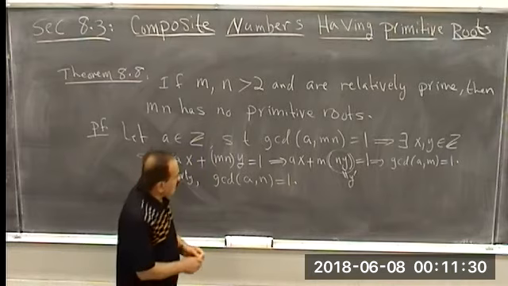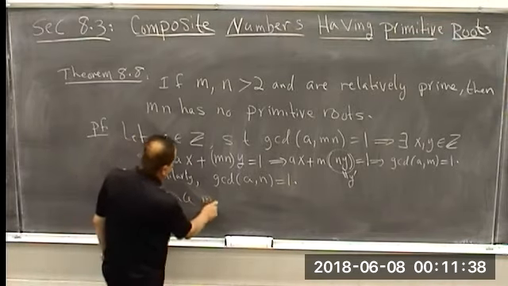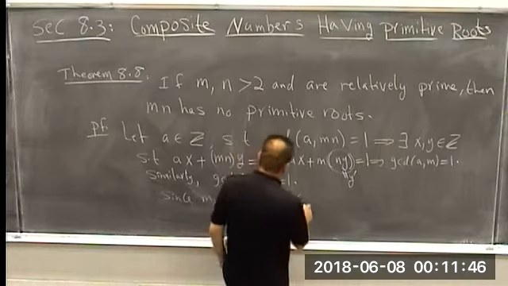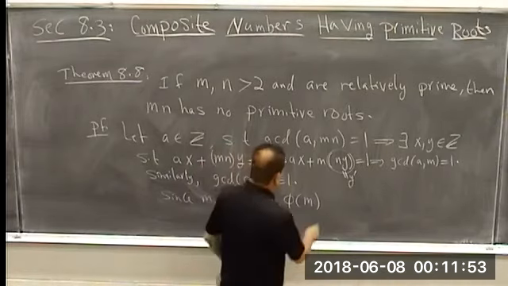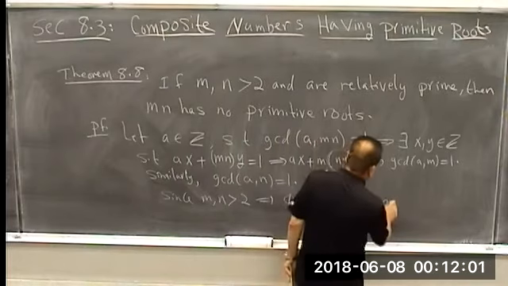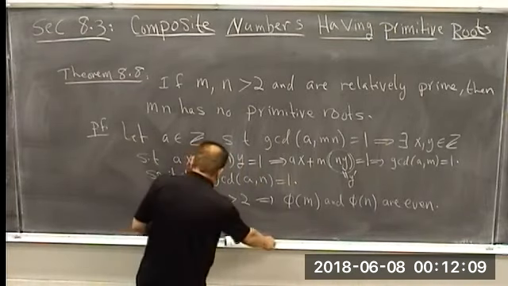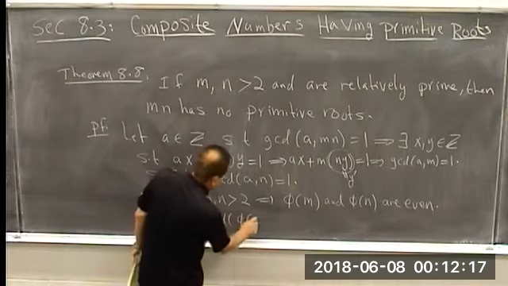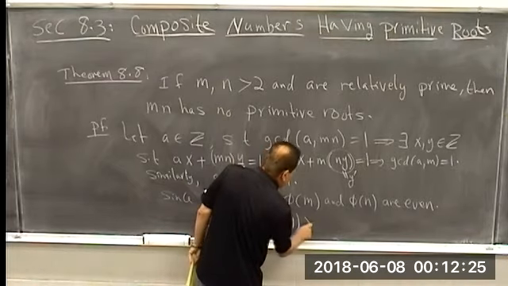All right, now we need to look at this. Since m and n are bigger than 2, this implies that phi of m and phi of n, both of these are even. I've shown this earlier. And this means that the greatest common divisor of phi of m and phi of n is going to be bigger than or equal to 2.